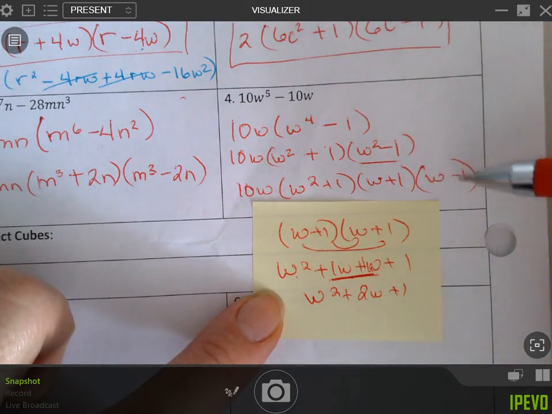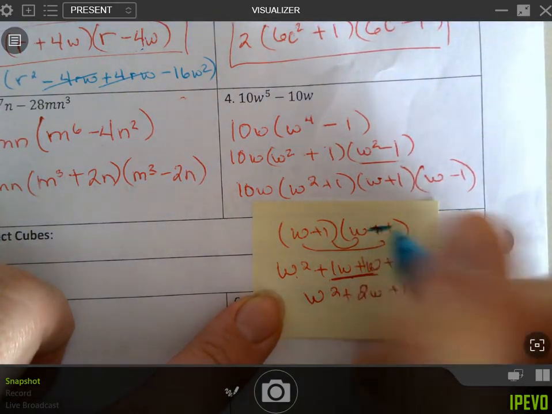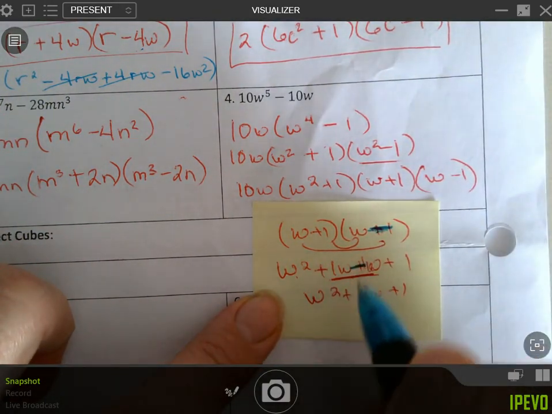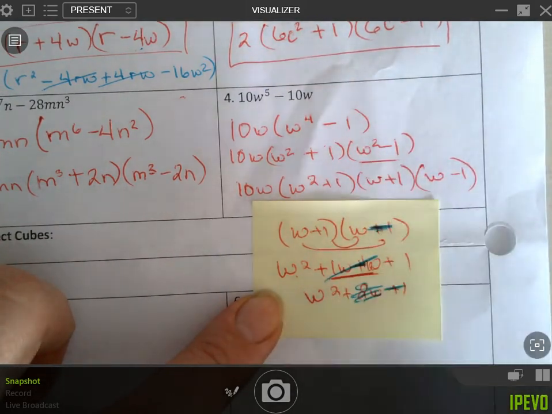Okay, but there are factors in -1 that add up to 0. So if I would change this sign and do the 1 plus 1 minus 1, this is the idea that these cancel out, and I'm left with that piece.